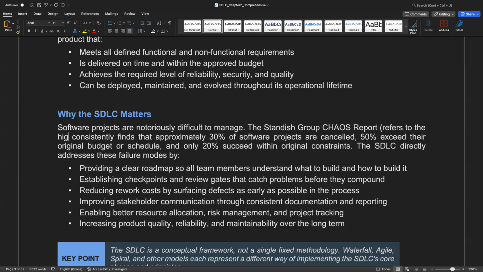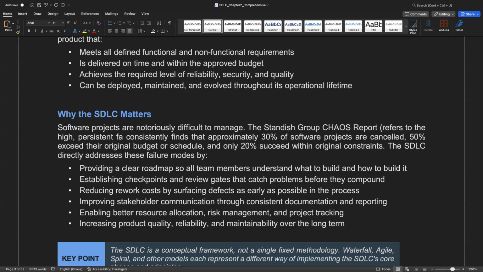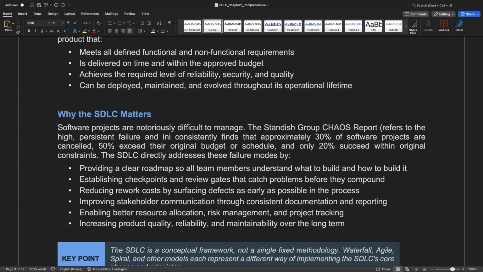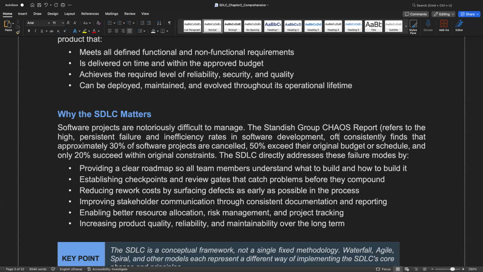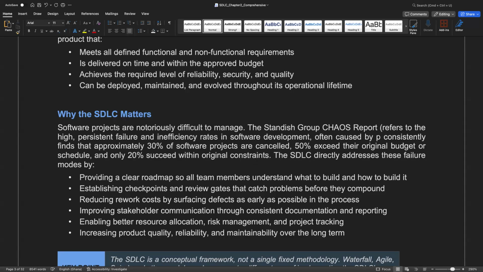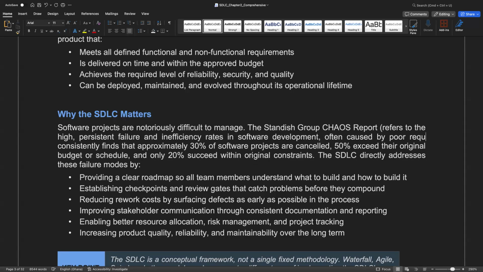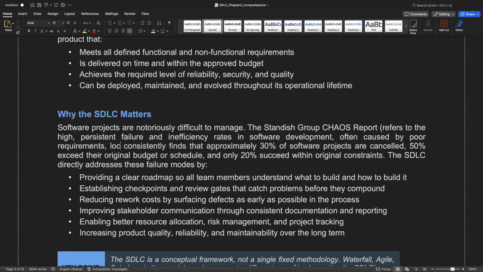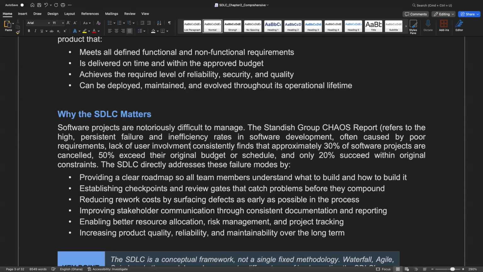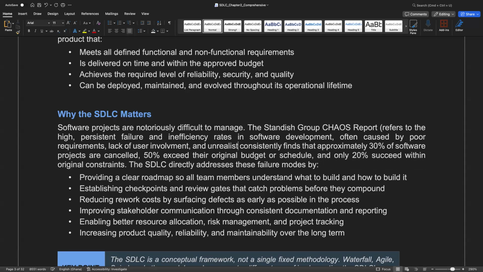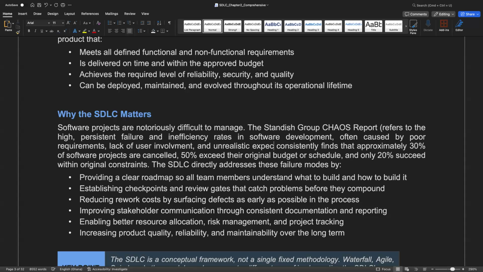The high persistent failure and inefficiency rates in software development, often caused by poor requirements, lack of user involvement, and unrealistic expectations.